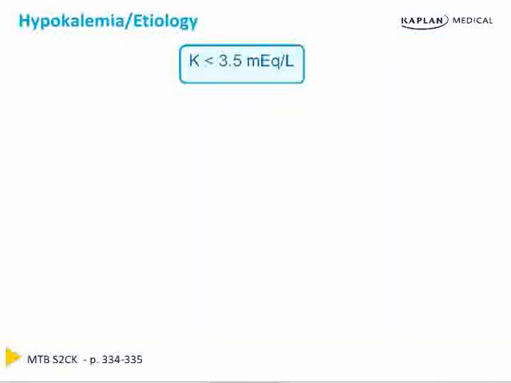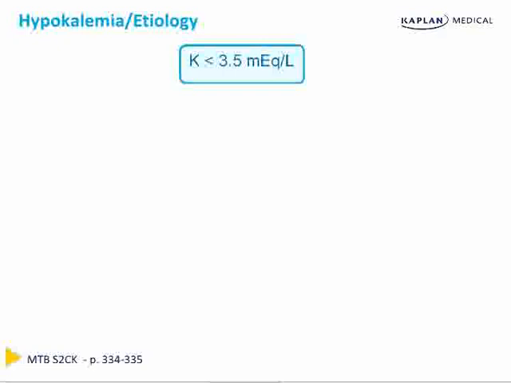Now shifting gears to hypokalemia. The definition of hypokalemia is a serum potassium level less than 3.5 milliequivalents per liter. Remember that the cutoff for hyperkalemia was greater than 5 milliequivalents per liter. And although it can be nice to know these cutoff values, for test day you never need to memorize these because you'll be able to look up the normal reference values for any given electrolyte or other lab.